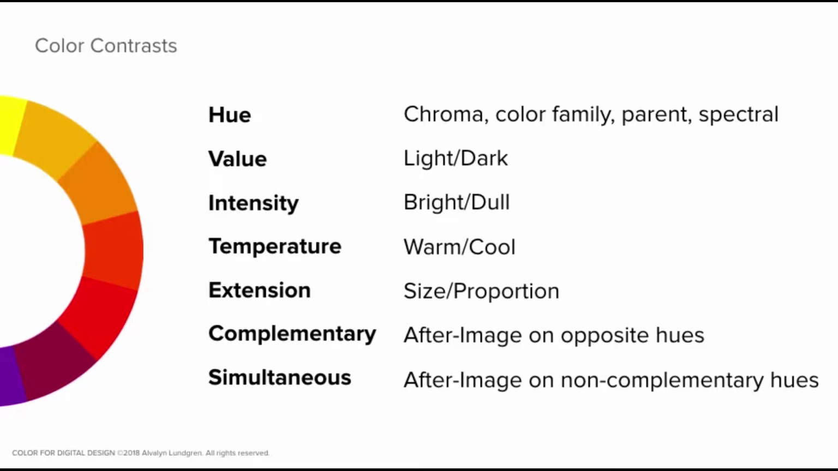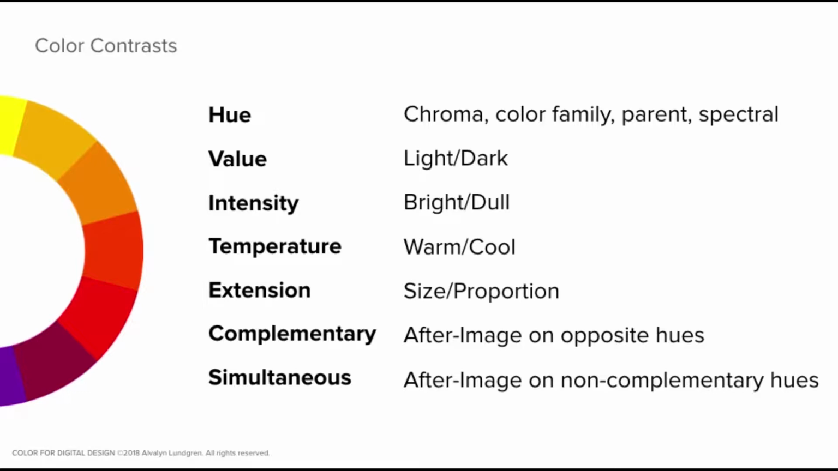Extension is the understanding that the size or proportion of the color, shape, or form that we're looking at affects how we see it. So a smaller swatch of color looks very different than a full wall of that same color. And complementary and simultaneous contrasts both deal with the after image on color.